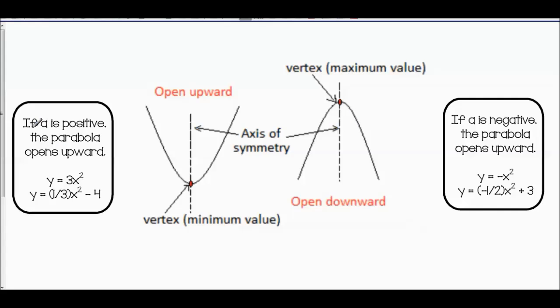So if the a term is positive, if the number in front of the x squared term is positive, then the parabola opens up, which makes sense. Positive is up. So some examples of that are y equals 3x squared or y equals 1/3 x squared minus 4. If a is negative, the number in front of the x squared value, then it's going to open down. So examples would be y equals negative x squared or y equals negative 1/2 x squared plus 3.